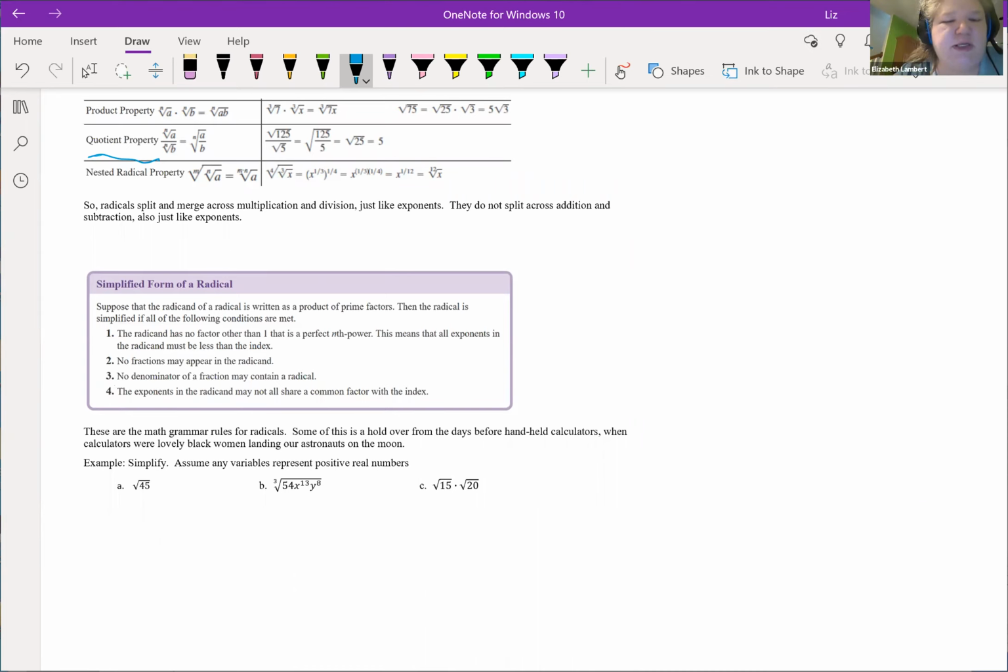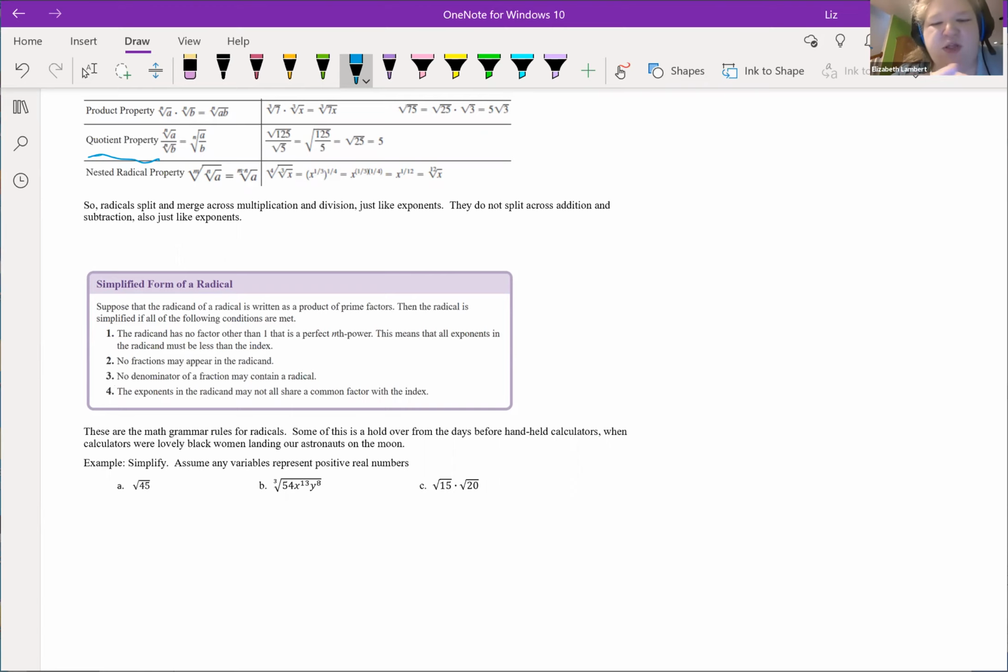And the exponents in the radicand may not share a common factor with the index. So this is if you have the 6th root of x squared, the 6 and the 2 are both divisible by 2. If you convert it back to a fraction, you have to reduce the fractional exponent to lowest terms.